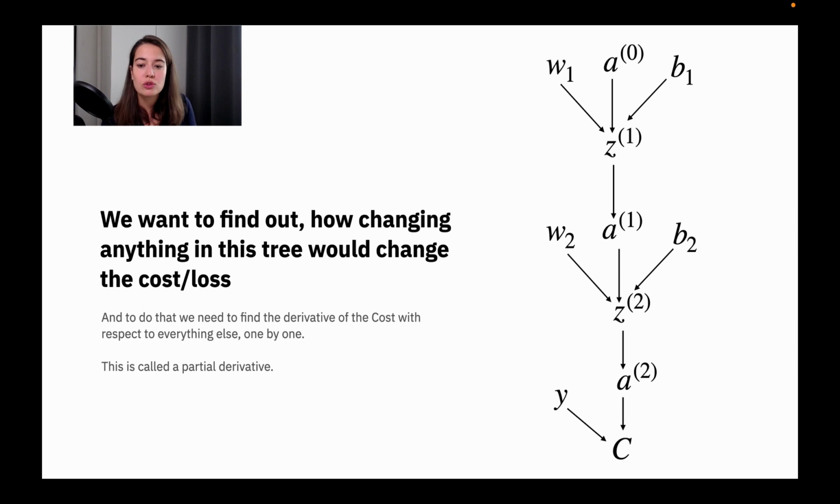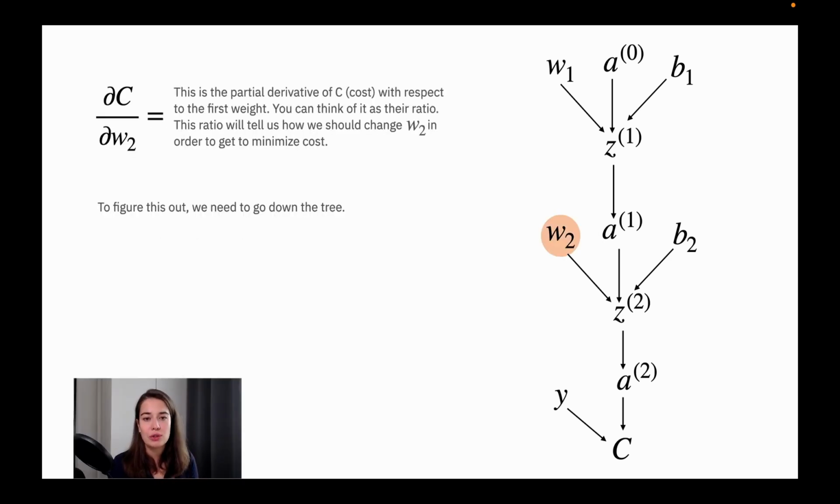So what we're going to do to understand the relationship between all the parameters and the cost is calculate the derivative of the cost with respect to all the other parameters. So this is what it looks like. This is what we say, the derivative of the cost with respect to a certain parameter. These little things that look like a D are basically the derivative. And this notation tells us the partial derivative of C with respect to the weight 2.